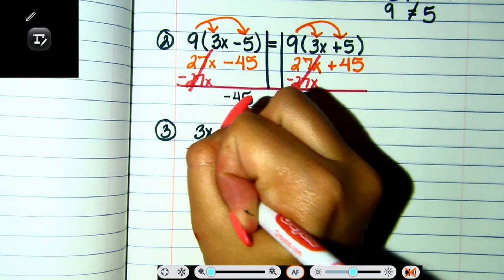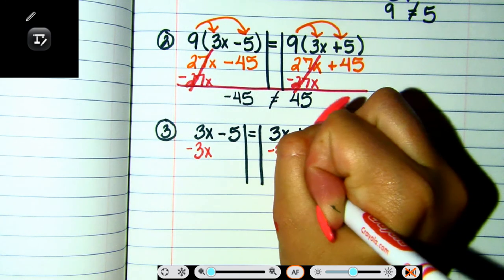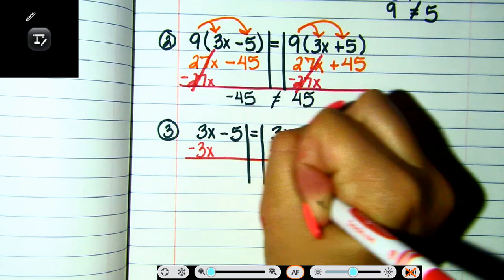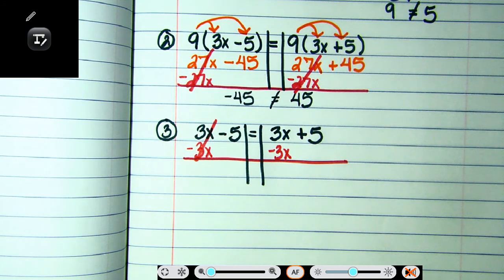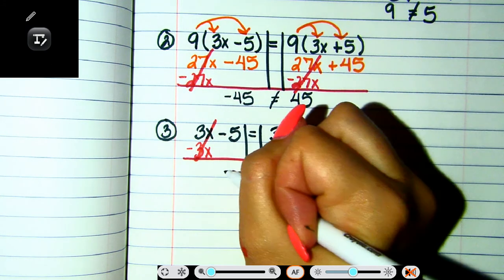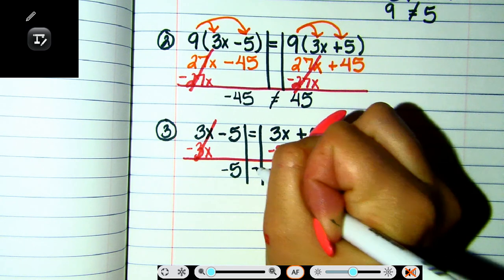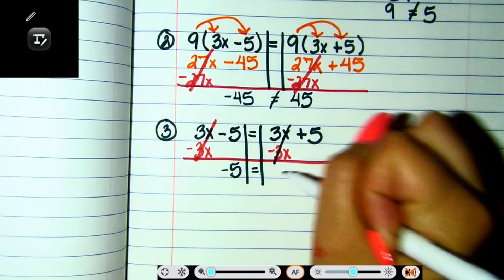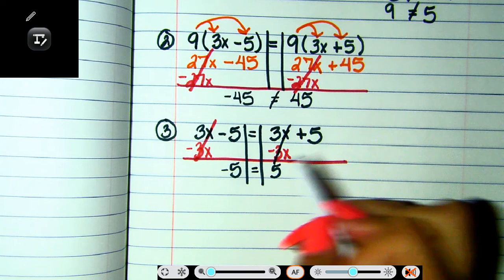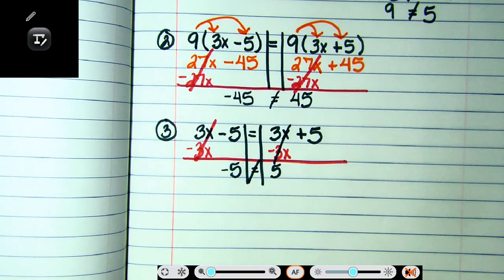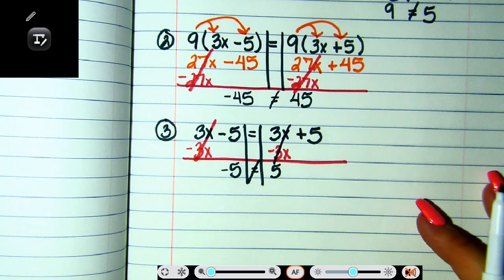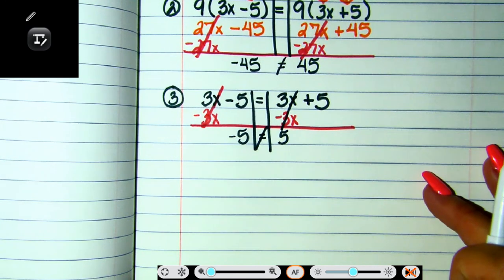The opposite of a positive 3 is subtracting 3 on each side. So that cancels. Negative 5 is equal to, oh, that cancels too. Negative 5 does not equal a positive 5. So this was a no solution. Okay, I think you all are getting the hang of it.